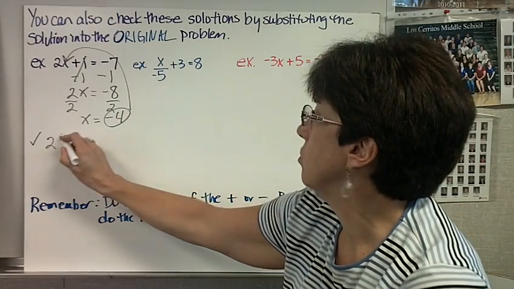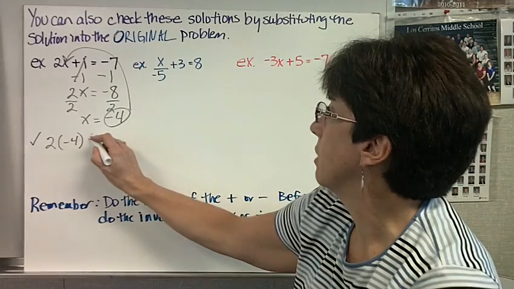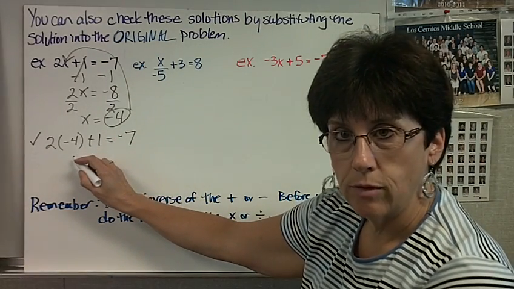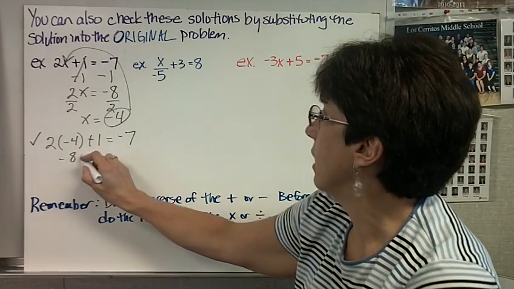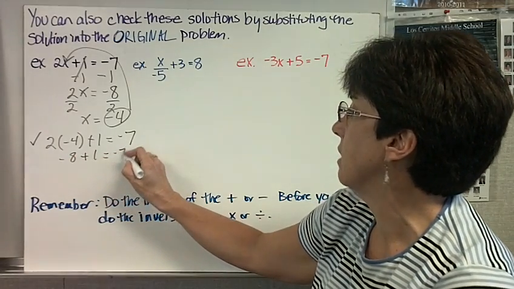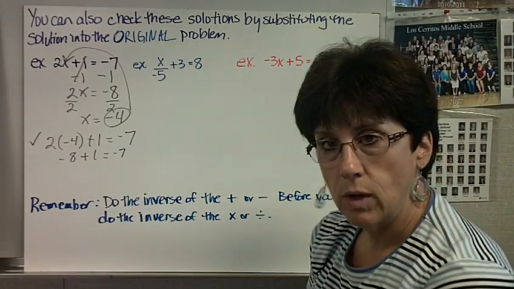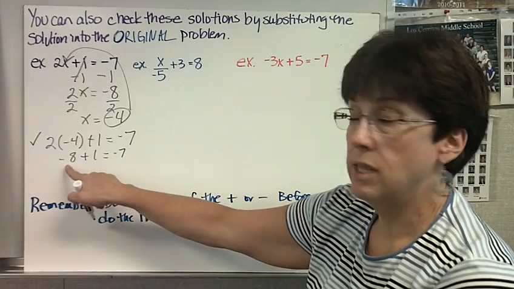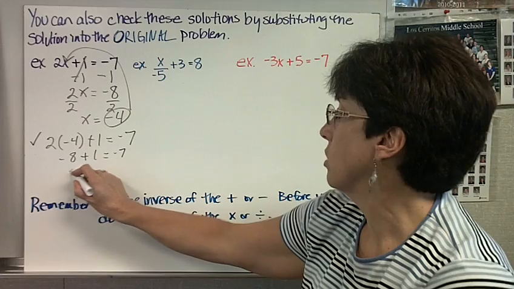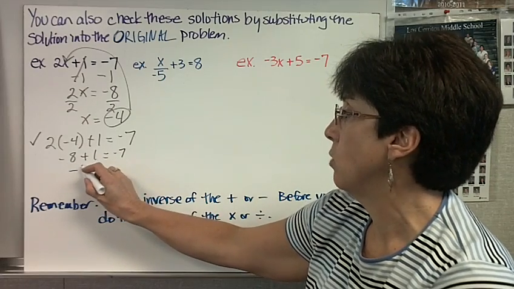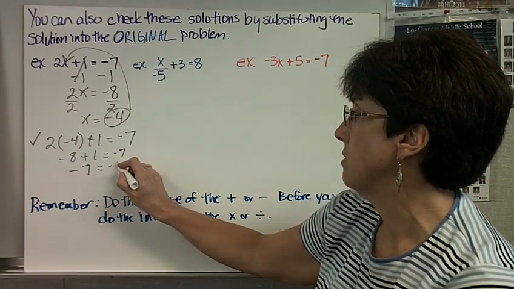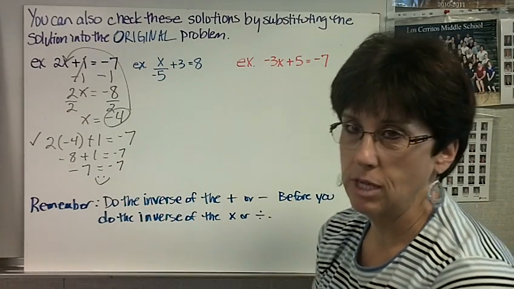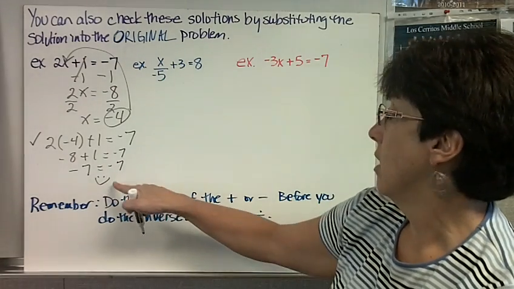Now to check, we're going to plug this negative 4 into that x. So we're going to say 2 times negative 4 plus 1 equals negative 7. What's 2 times negative 4? Negative 8 plus 1 equals negative 7. What's negative 8 plus 1? Well, the signs are different, so we're going to subtract, and there were more negatives to begin with, so we're going to say negative, and 8 take away 1 is 7, equals negative 7. Yay! We're correct.